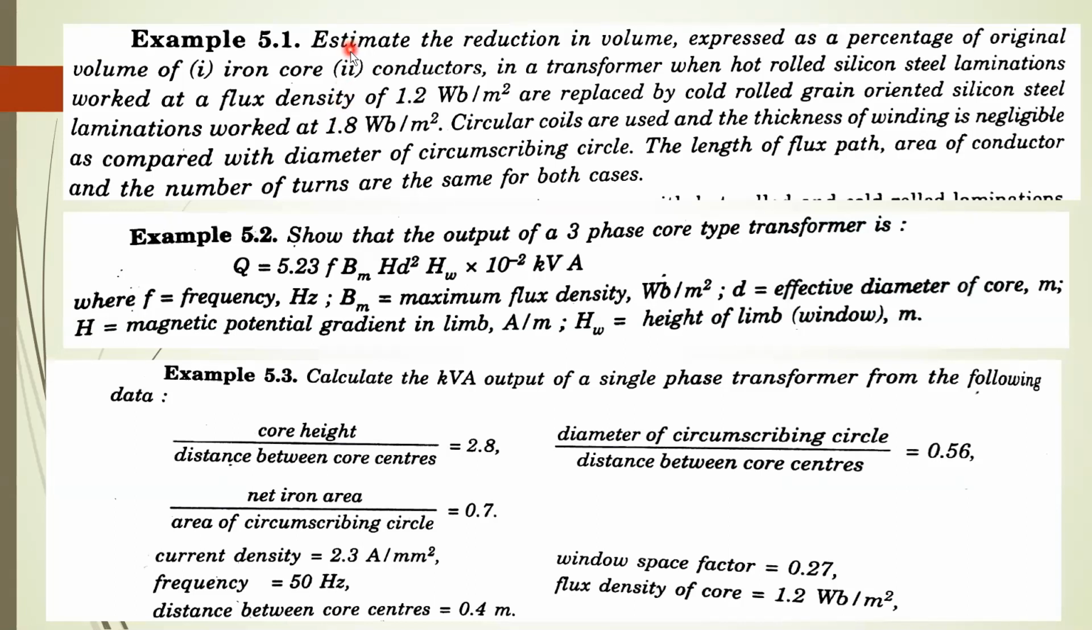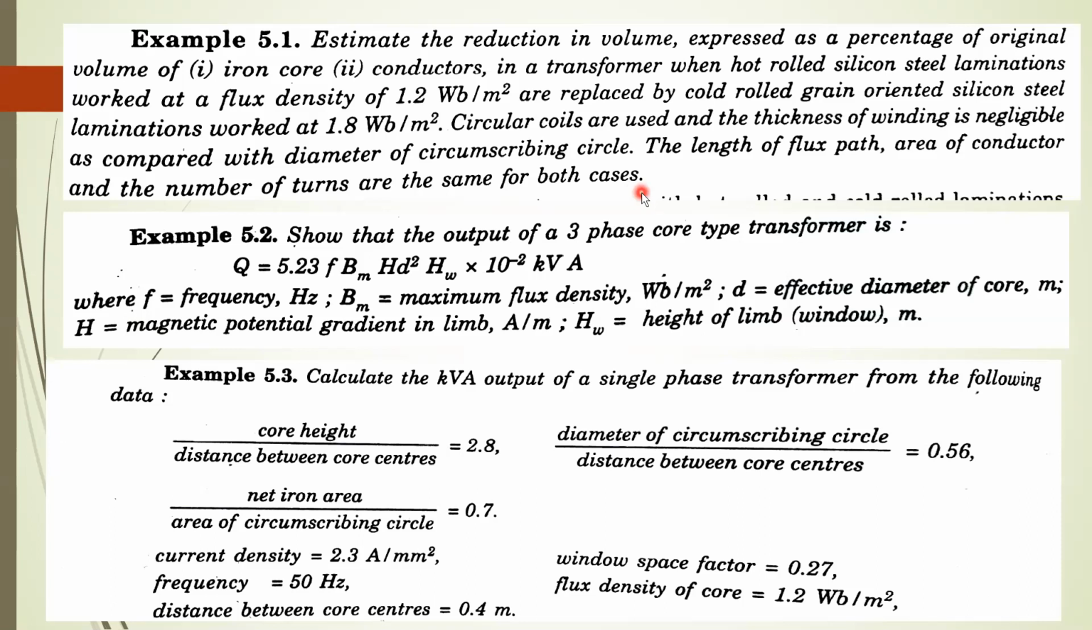Estimate the reduction in volume expressed as a percentage of original volume of iron core conductors in a transformer when hot rolled silicon steel laminations worked at a flux density of 1.2 Weber per meter square are replaced by cold roll grain oriented silicon steel laminations worked at 1.8 Weber per meter square. Circular coils are used and the thickness of winding is negligible as compared with diameter of circumscribing circle. The length of flux path, area of conductor, and the number of turns are the same for both cases.